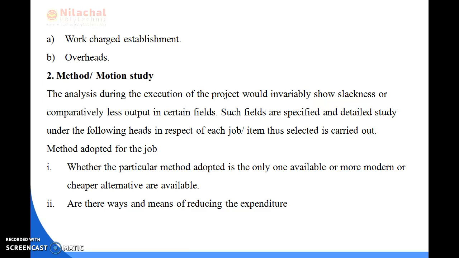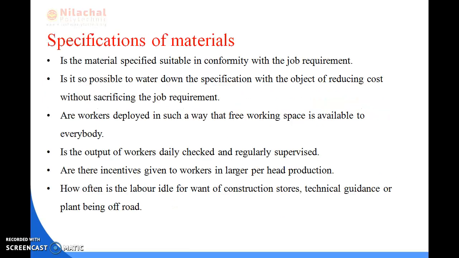So we can say that the next point is the method adopted for the job. The analysis during the execution of the project would invariably show slackness or comparatively less output in certain fields. So what are the methods? Whether the particular method adopted is the only one available, or a modern method or cheaper alternatives are available. And next, are there ways and means of reducing the expenditure?